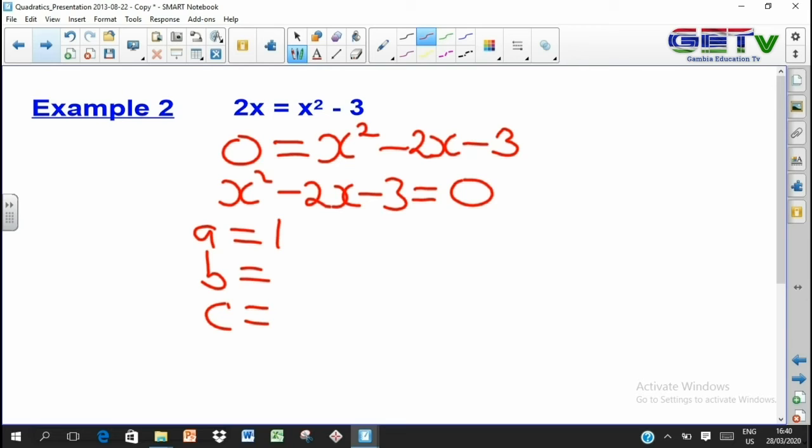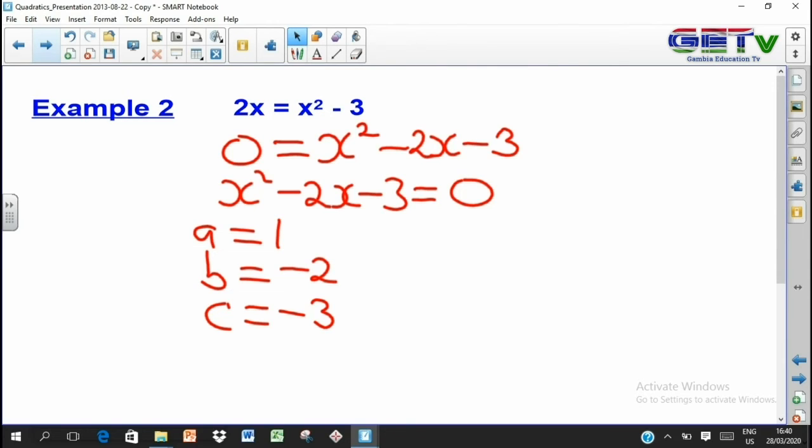What is the value of B? The value of B is negative 2. What is the value of C? The value of C is negative 3. Now that we are able to get the values of A, B, and C, what next are we going to do?